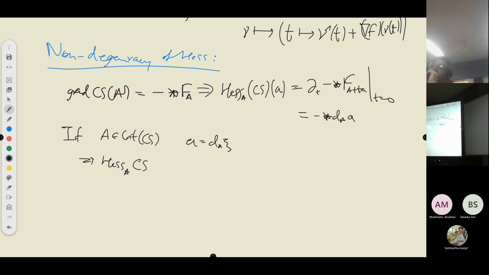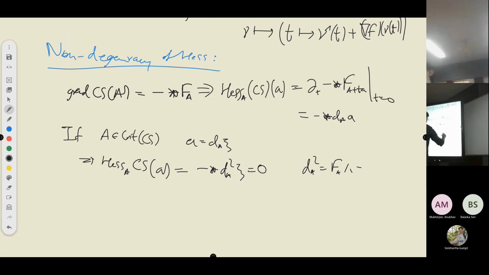So the Hessian is now, in this case, if A were equal to dA times C, this is minus star dA squared C, and this is equal to 0 because A is flat. So dA squared is FA wedge, which is equal to 0 as FA is equal to 0. I mean, that's what is meant by being a critical point of the Chern-Simons functional. So, okay, we wanted our Hessian to be an isomorphism, and even disregarding anything about its range, we have a kernel. So what is going on over here, right?